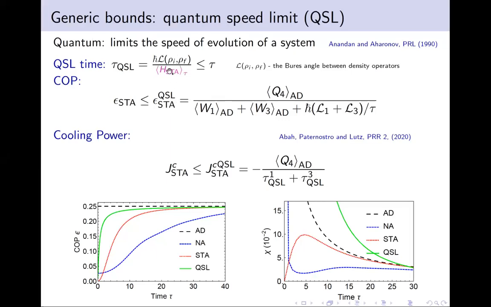And if we use this expression due to Anandan and Aharonov, the Bures angle, the ratio of the Bures angle between the density operators and the mean energy associated with the shortcut, we can actually get a bound based on the quantum speed limit, and that's the green plots here. And we see that this is always higher than the STA. And likewise also when you look at the cooling power. More information on this you can see in this recent article here with Mauro Paternostro and Eric Lutz.